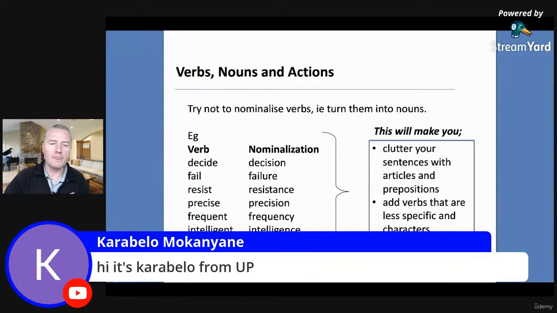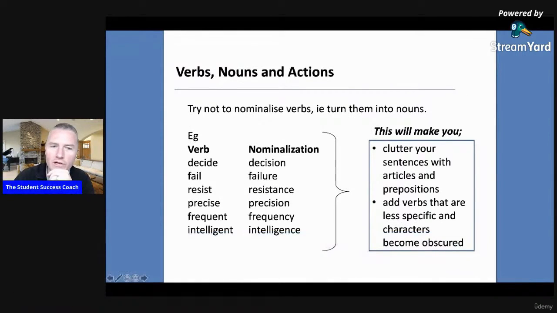Okay, so here's sort of what we were talking about just now, and here's a couple more examples of how we take verbs and then we nominalize them. So decide becomes decision, fail becomes failure, resist, resistance, precise, precision, frequent, frequency, intelligent, intelligence, okay? We must always go back to the original form of the action and put it in the verb form. We must always go back to the most clear and concise and concrete form of the subject, that is the main character or doing thing, person, place in the sentence that we're writing.